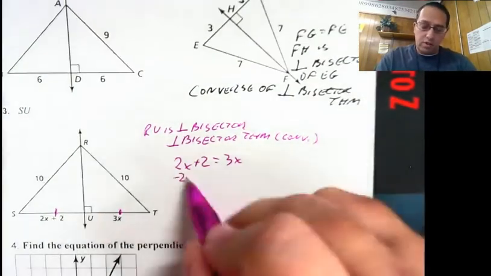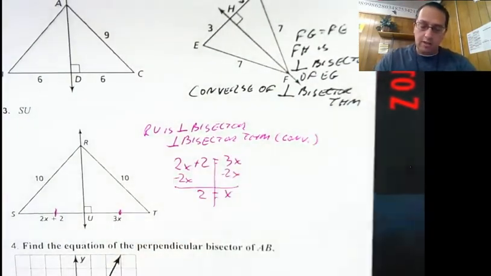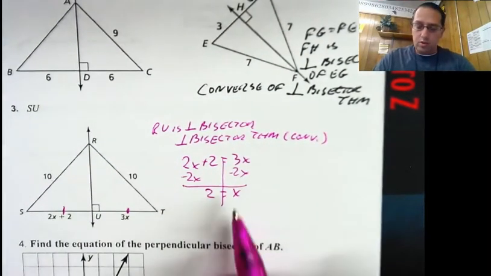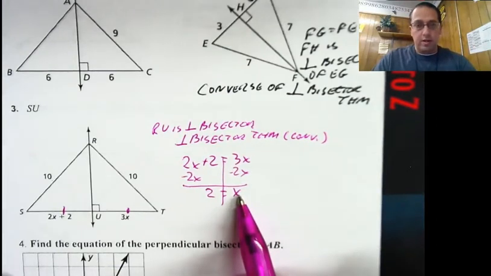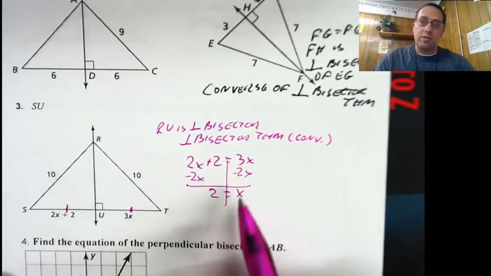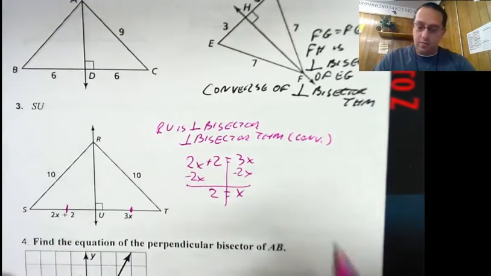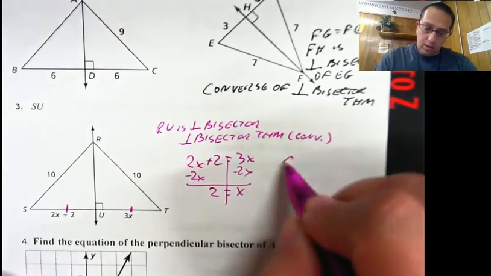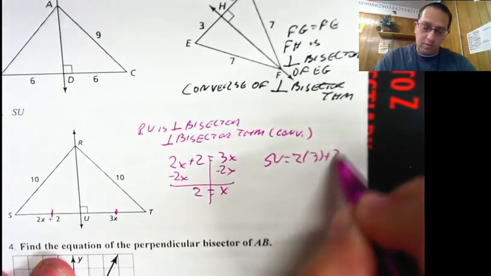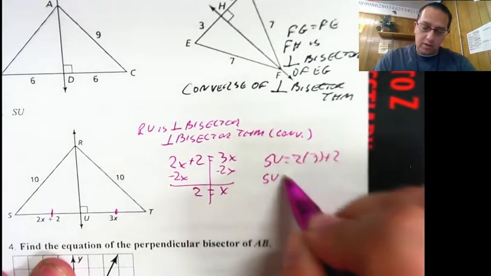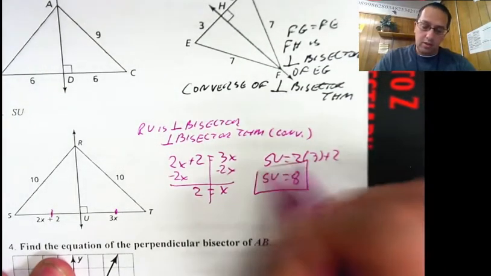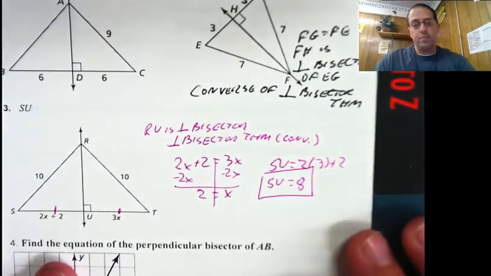Solve for x. 2 equals x. That's not my answer. It doesn't ask for x. It asks for SU. So always pay attention. A lot of people find x and stop, but it wants you to find SU, which means you have to take the x, plug it back into SU. So the length of SU equals 2 times 3 plus 2. So the length of SU equals 2 times 3 is 6, plus 2 is 8. All right? So not too bad.